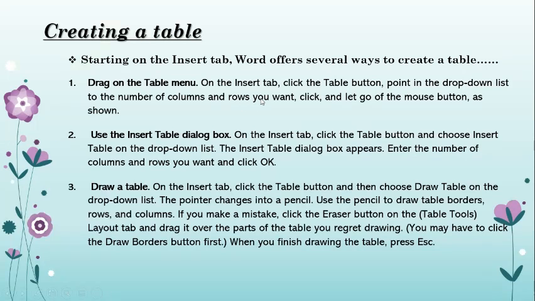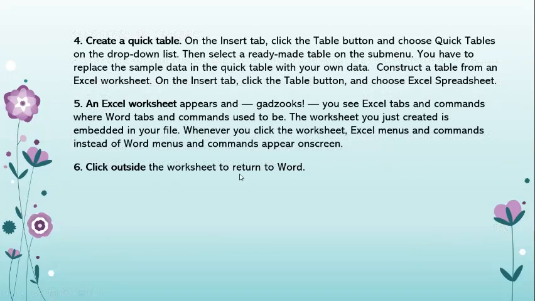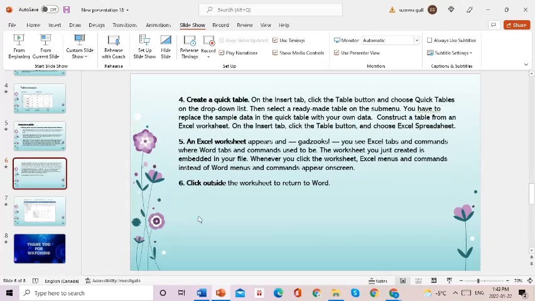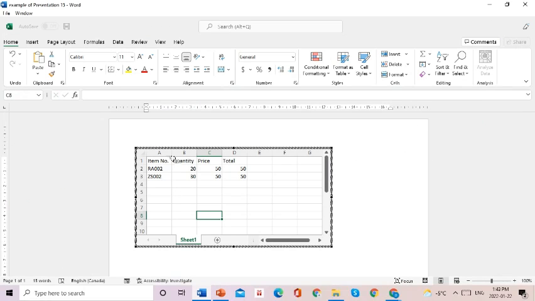Okay, so we are talking about how to create a table in multiple ways. I have already shown you that you can create a table with the table menu, the insert table and the draw table. Now we have furthermore the quick table and the Excel worksheet that you can use. So let's move on to Word and have a look at how we can create an Excel sheet.